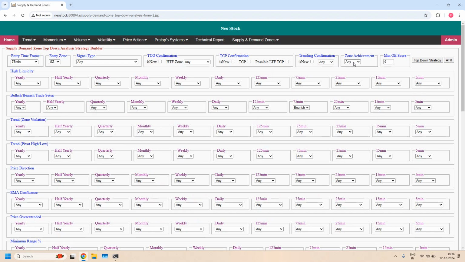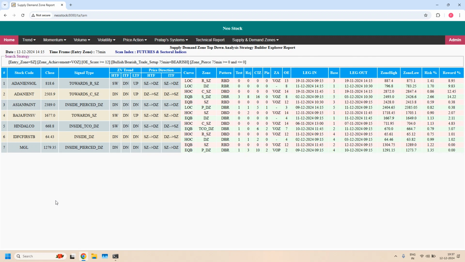Zone achievement violated opposing zone. Minimum odd enhancer score 12. All three filters are applied to 75 minute supply zone. Now let's verify. We got 7 stocks. So these 7 stocks are currently supporting bearish trade setup for weekly income trade. The entry zones are 75 minute supply zones.